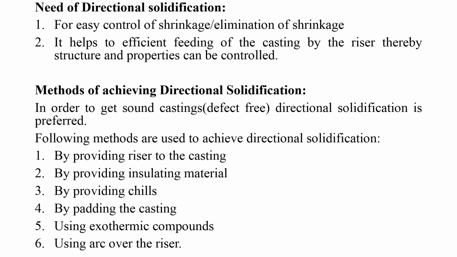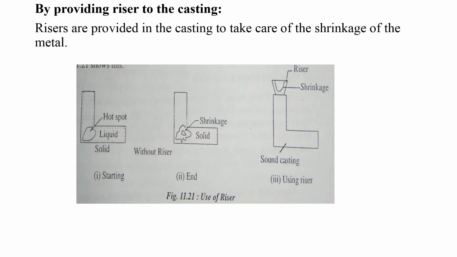So next we can go to the next part: providing the riser to the casting. Risers are provided in the casting to take care of the shrinkage of the metal. What is the function of the riser? We have already studied this before. What is the function of the riser, the vent hole, the runner, gutter, and sprue basin? You have already studied this in module number 1, and in the last lecture.